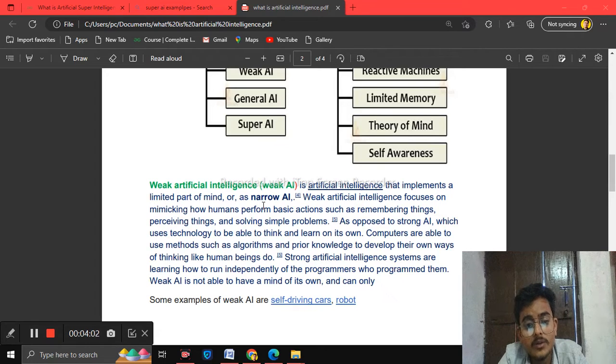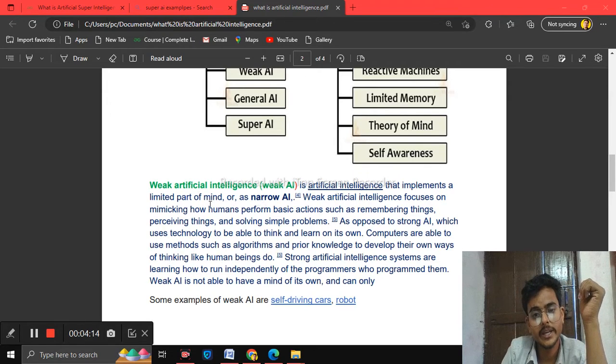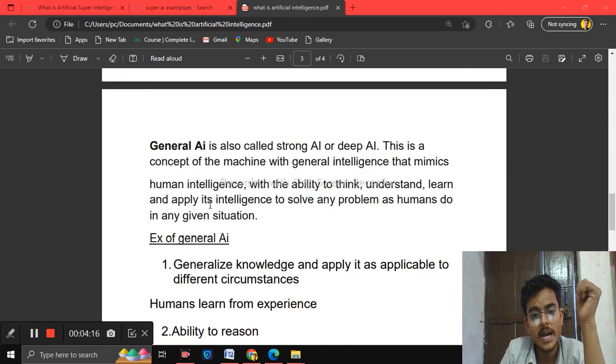For example, some examples of AI are given there: self-driving cars and robots. Okay guys, self-driving cars and robots are the examples of weak AI. Let's move ahead and we will study what is general AI.